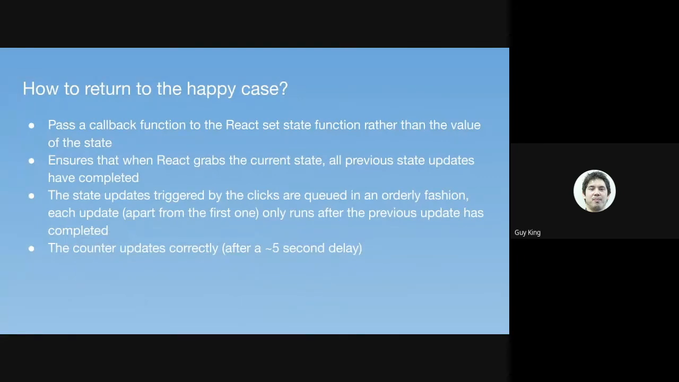And why does that work? Well, because we've passed it the callback function. What this means is that React is now saying, oh, okay, you've given me these callback functions, so I'm only going to run the state update once all previous updates are finished. And everything is queued up nicely now. It doesn't matter how many times you click, they're all queued up in the right order, and each state update is only going to happen after the previous one has finished.